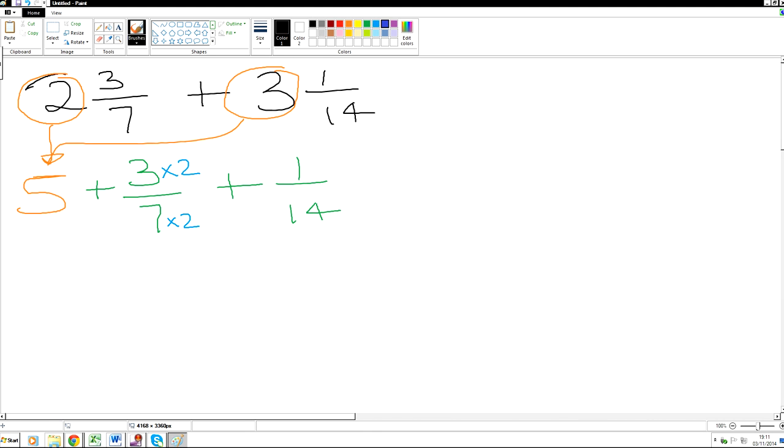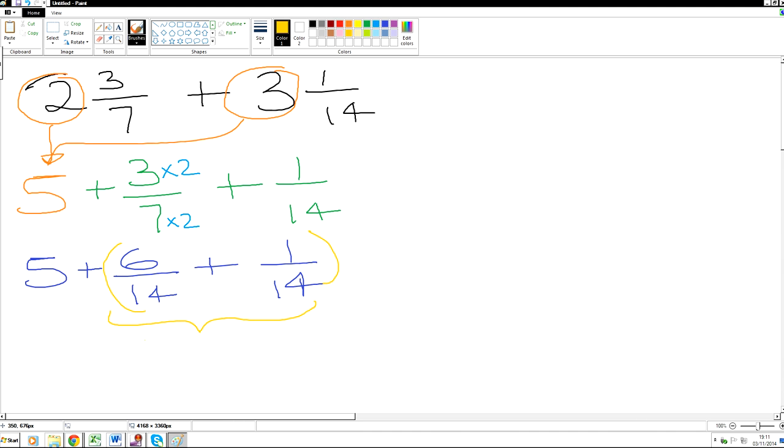Next line. So we copy down the 5. Now, what does this fraction become? It becomes 6 over 14, plus the 1 over 14. What do we do with these two parts here? We add them up, because they're both over 14. 6 fourteenths add 1 fourteenth gives us 7 fourteenths. So we have 5 add 7 fourteenths, which simply becomes 5 and 7 over 14.